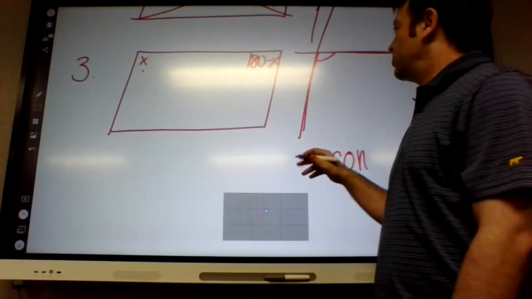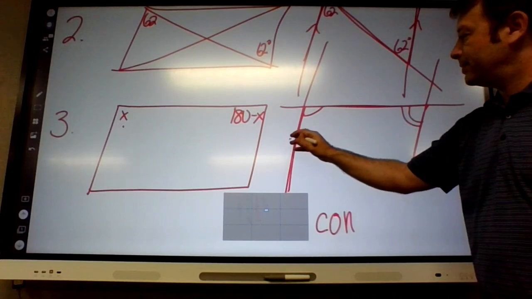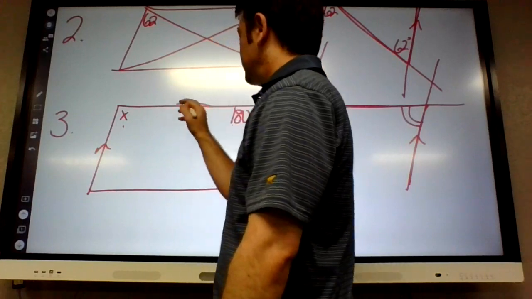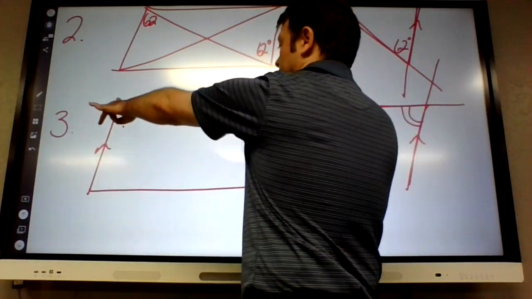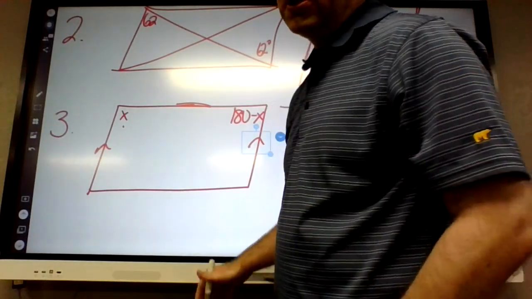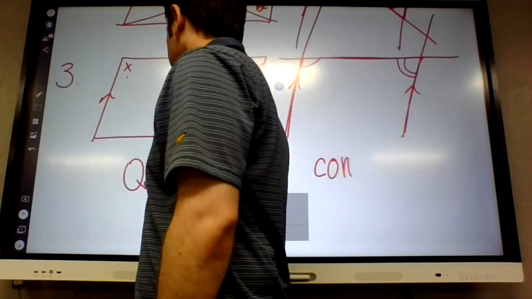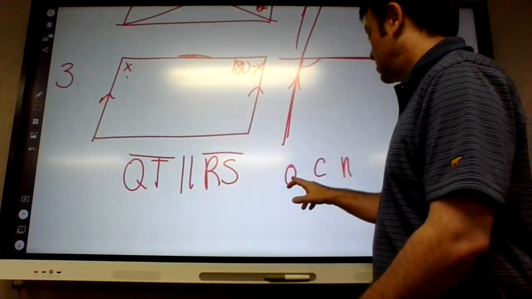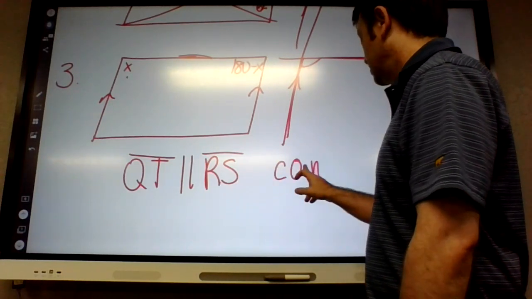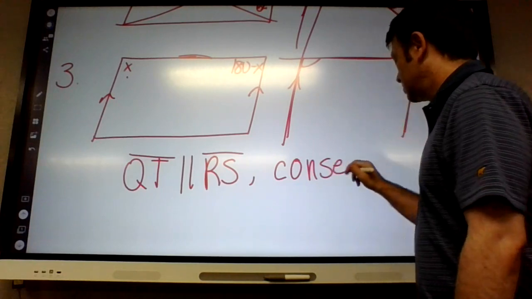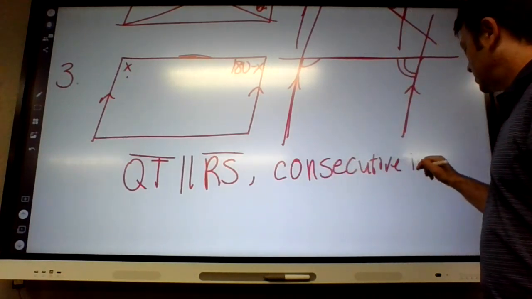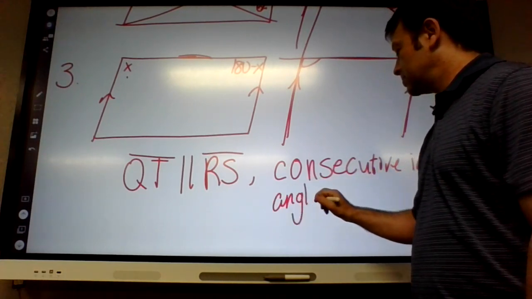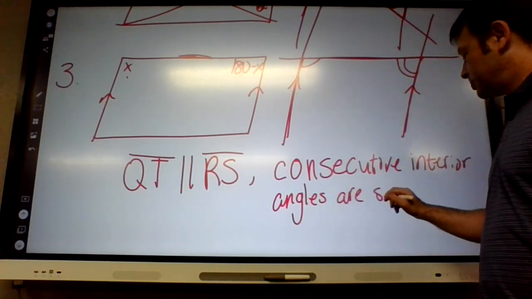Consecutive interior. So what lines would have to be parallel? That would be these two. This is the transversal, but these are the parallel lines. So that would be lines QT and RS. Consecutive interior angles aren't congruent, but they are supplementary.